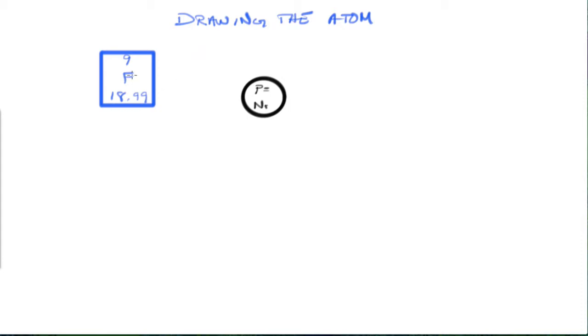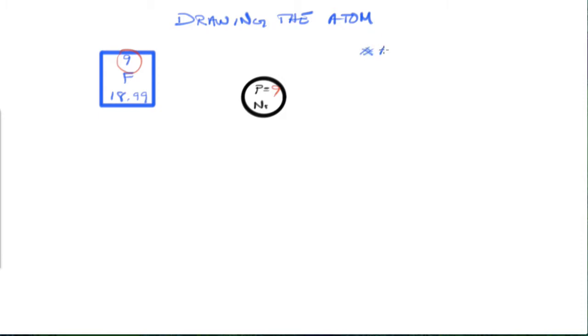Now to find out how many protons you have, it's pretty simple. The number of protons is the atomic number. So we have 9 protons in a fluorine atom. The number of neutrons, on the other hand, is equal to the atomic mass.